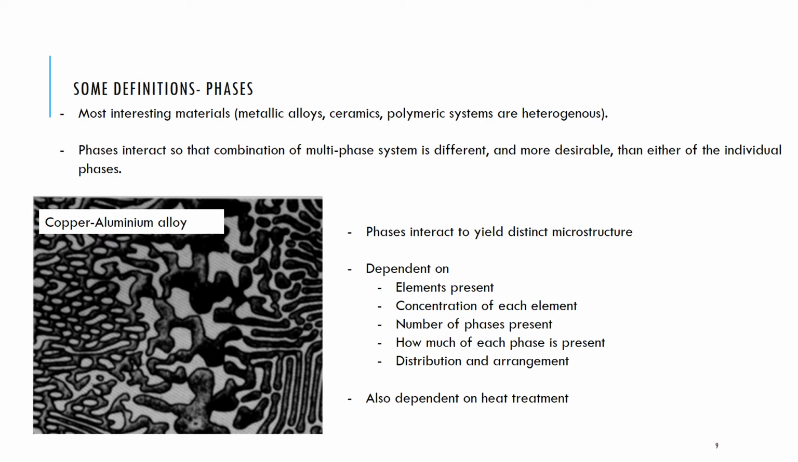Now those phases, the composition of those phases and the structure of those phases, and you can view these down a microscope, as you see the image there, they depend on several things. They depend on the elements that are present, the concentration of each element, the number of phases that are present, how much of each phase is present, and the distribution and arrangement of those phases. And we'll see when we come to study steel that that's also heavily dependent on how the substance has been heat treated. If you like, the thermal memory of the material can be seen in the final microstructure.